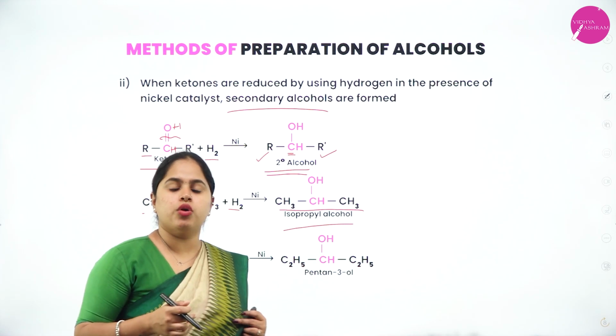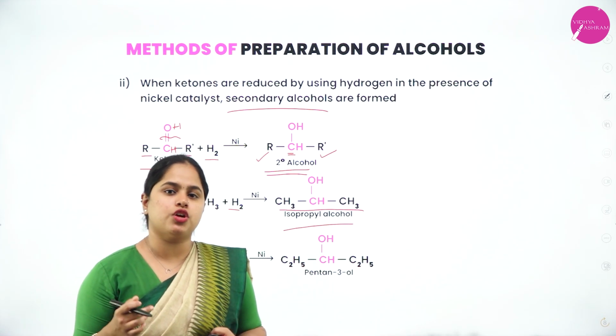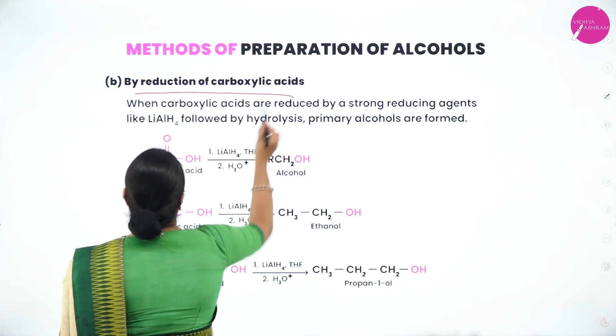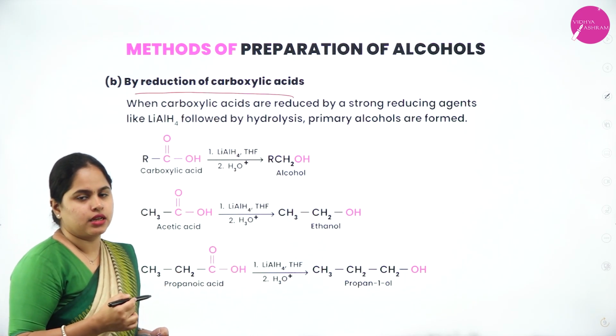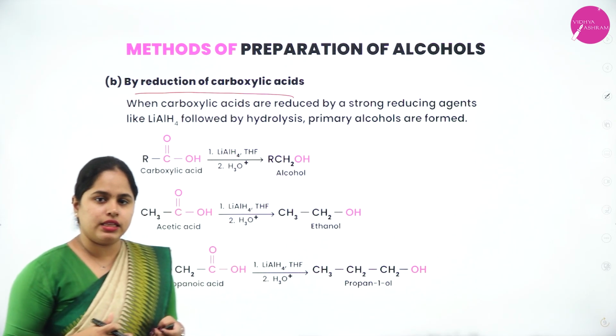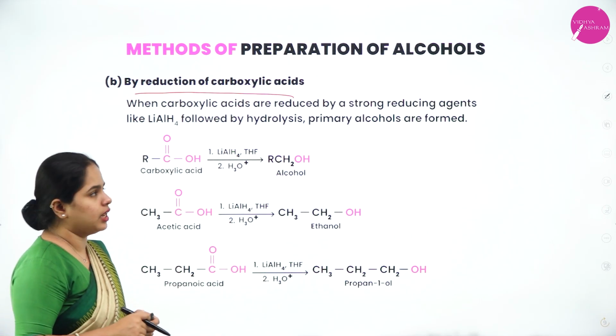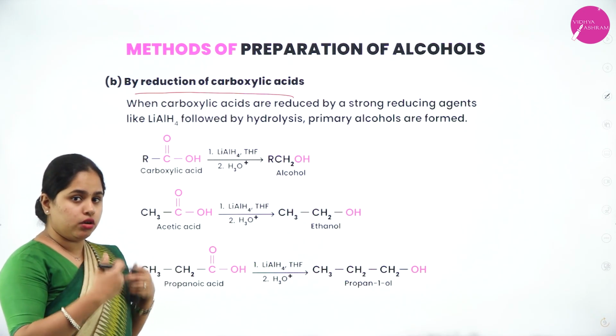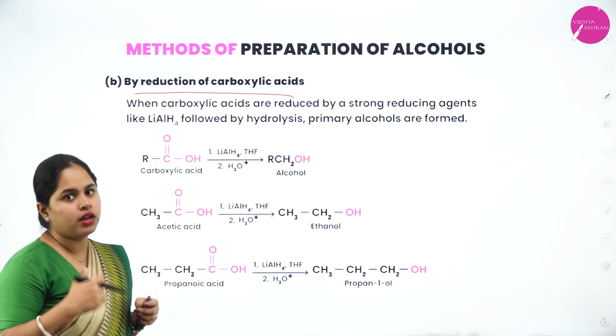In aldehydes, you are going to get a primary alcohol. In ketones, you are going to get a secondary alcohol. Now, the next one is by reduction of carboxylic acid. So the first one was by hydrogenation of aldehydes and ketones. Another one is from carbonyl compounds itself, by the reduction of carboxylic acid. We are going to reduce carboxylic acid and form an alcohol.